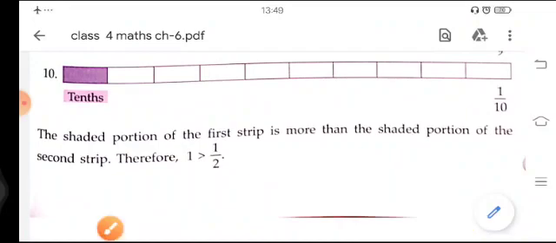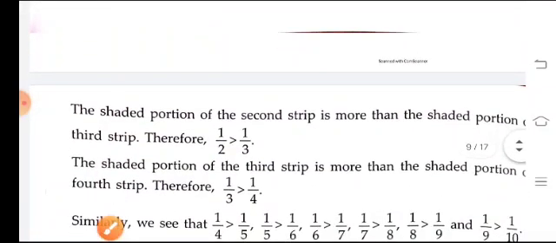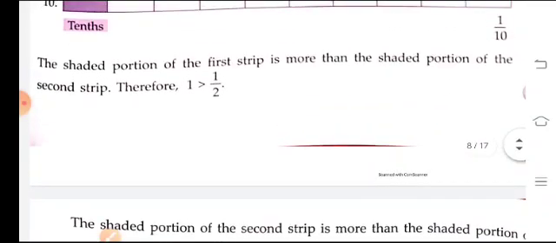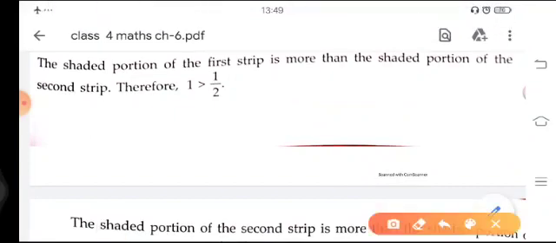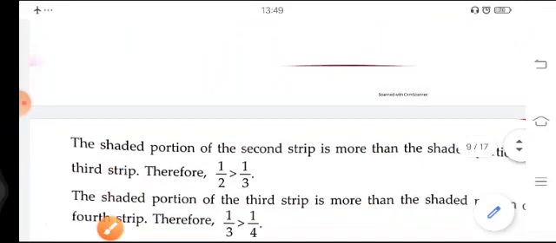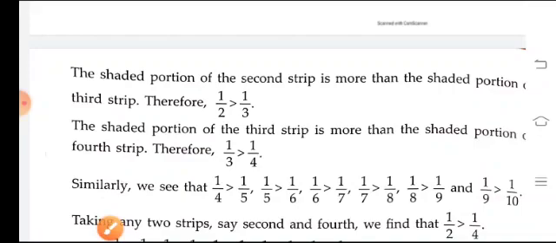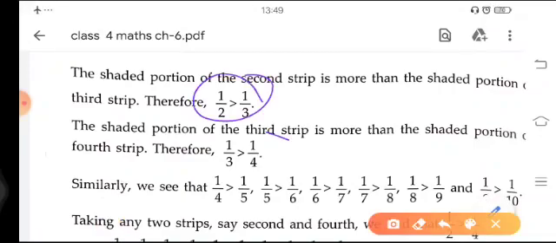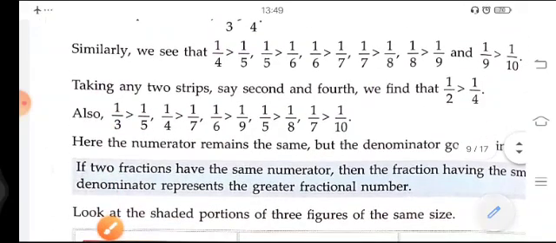Now next, the shaded portion of the first strip is more than the shaded portion of the second strip. In the first we shaded one portion, so that will be more than that. The second strip will be more than the third strip, the third more than the fourth, and the fourth more than the fifth and so on. You can write it in this way.